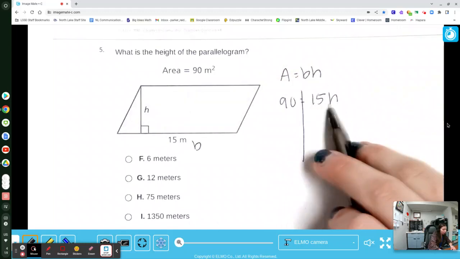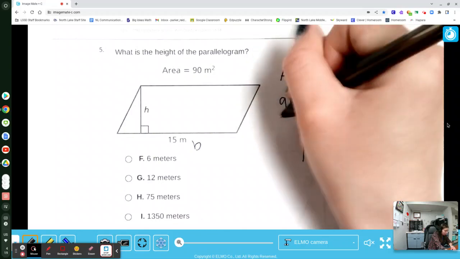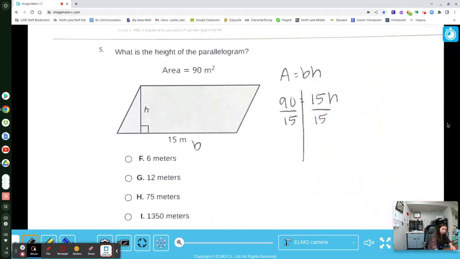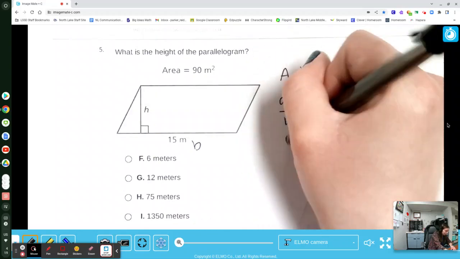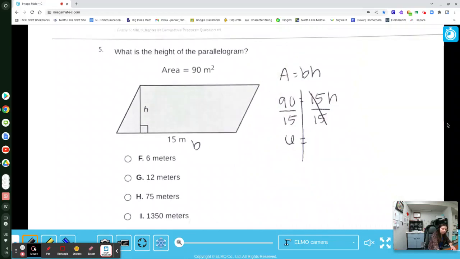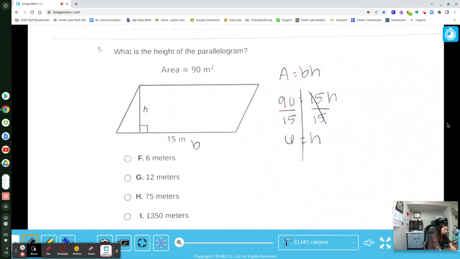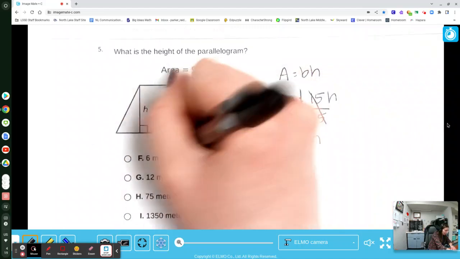So to undo this times 15 there, I'm going to divide by 15. I'm going to do it on both sides. 90 divided by 15 is 6. The times 15 divided by 15 undo each other, and we just get h. So h equals 6. The height would be 6 meters.